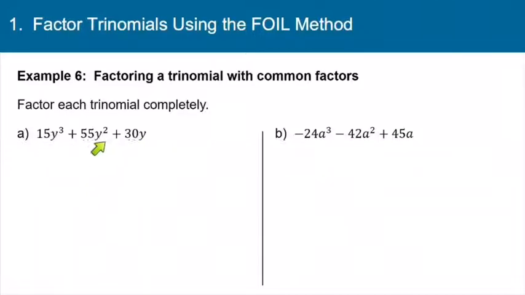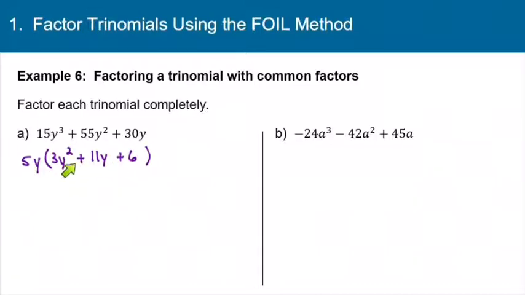But also notice that 5 will go into each of these numbers. So let's put down a GCF of 5y, and let's undistribute that 5y, or in other words, factor out a GCF of 5y. So to make the first term, 5y times 3y squared would make 15y to the third. For the second term, 5y times 11y would make the 55y squared. And for the third term, 5y times 6 would make 30y. Now you need to always look at your trinomial again and make sure that you really did factor out the biggest common factor that you could.